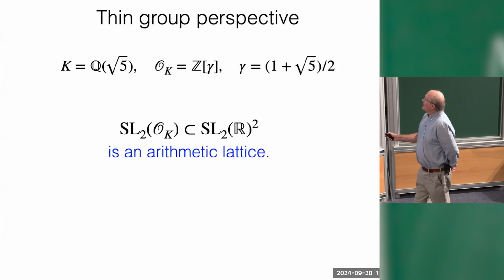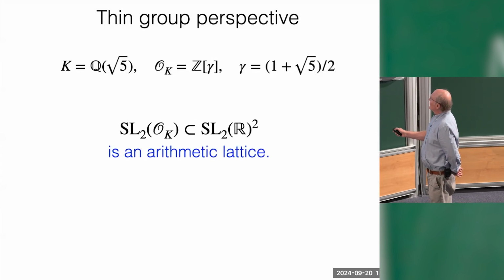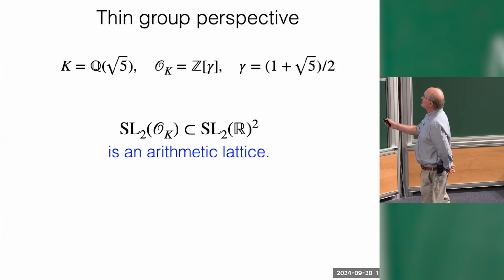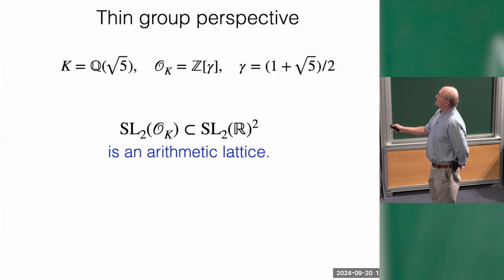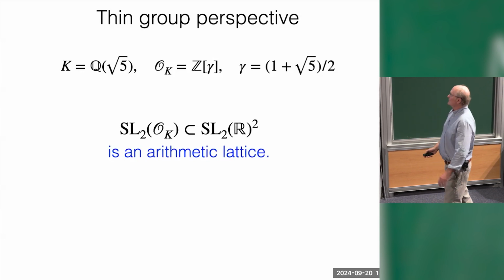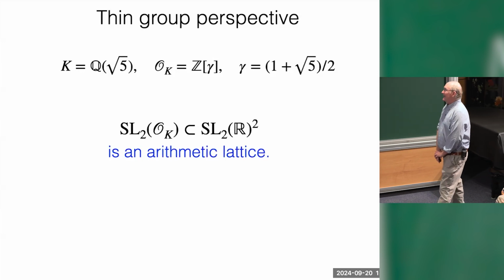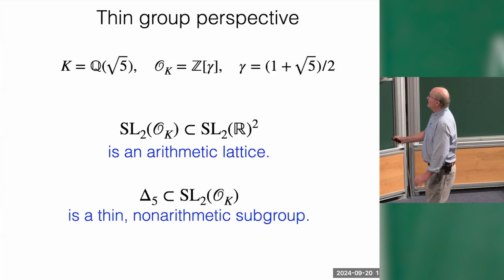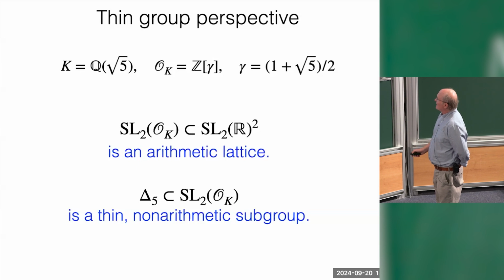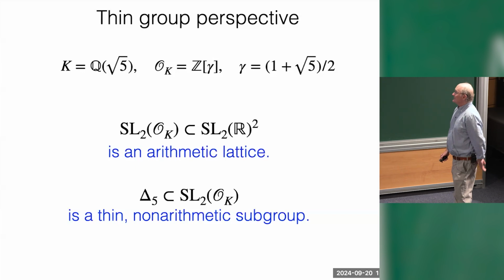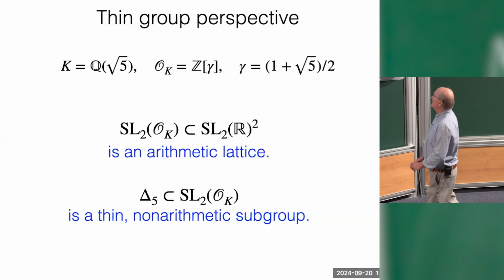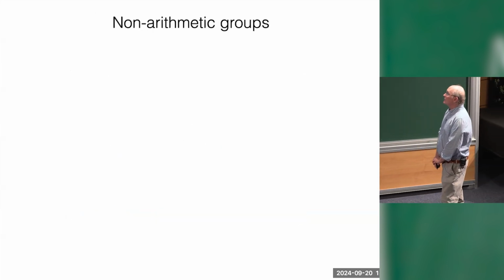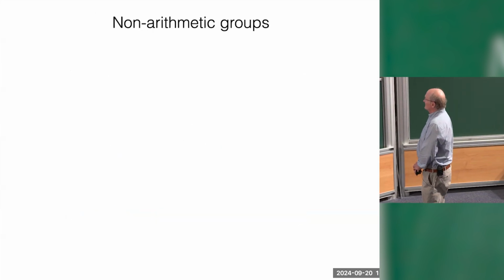And then the full group of matrices with entries in this ring of integers is an arithmetic group. But you shouldn't think of it in SL2R. You should use the two places of this field to embed it in SL2R squared. It's an arithmetic lattice in that product. On the other hand, our triangle group does have matrix entries in this ring of integers, but it's of infinite index in this arithmetic group. So it is itself a non-arithmetic group. And non-arithmetic groups are hard to understand. So what do I mean by that?